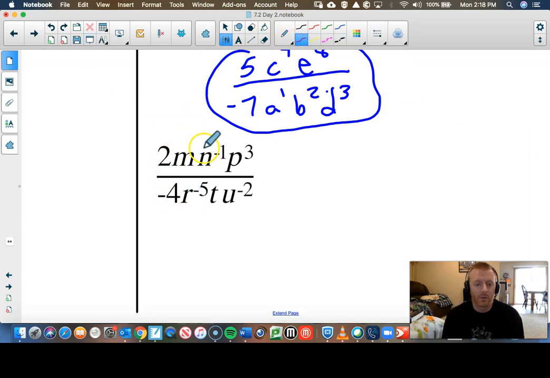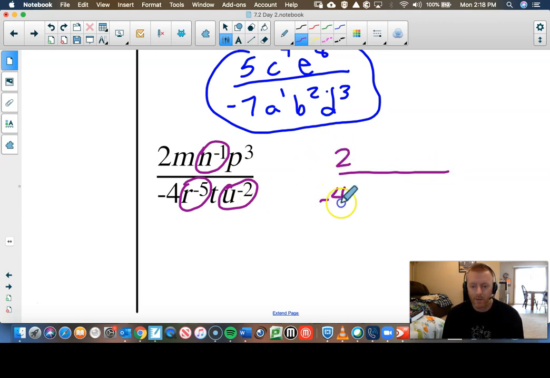Again, this is the one that you should probably be able to do without me now that we've gone over a bunch of examples. So if you're not hitting pause to see if you can beat me or check your answers, I would strongly encourage you to. All right, so again, I like to have my fraction bar here. I'm going to have my 2, my negative 4. Those things I know can simplify. M stays where it is. N comes down to the bottom as an n to the 1st. P stays where it is. R comes to the top to become positive. T stays where it is. U comes to the top to become positive.